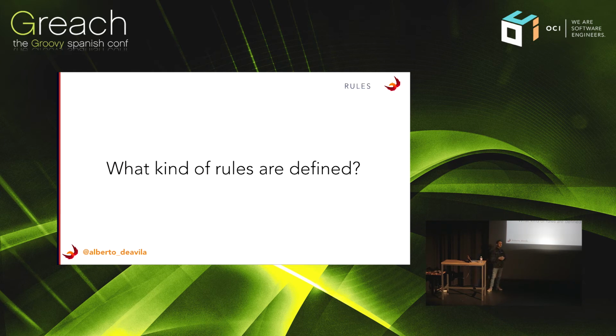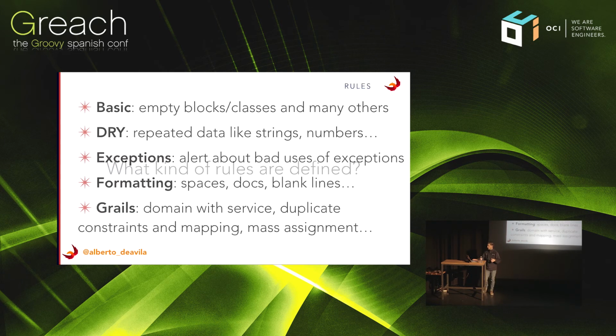And what kind of rules are defined inside Codenarc? For example, a few ones. We have the basic rule set that checks for empty blocks, classes, or many other basic things. The don't repeat yourself rule set that searches for repeated data like strings, numbers, lists, or maps that can be refactored to a variable. Exceptions, that cares about good practices in the use of exceptions. Formatting, that takes care of the appearance of the code, and the Grails rule set that alerts us about bad practices, for example, injecting a service in a domain class. Okay.